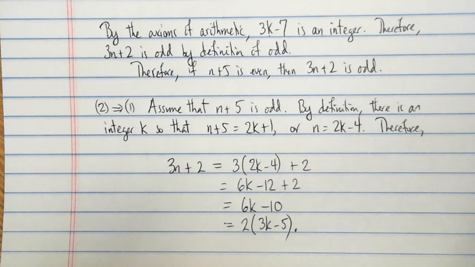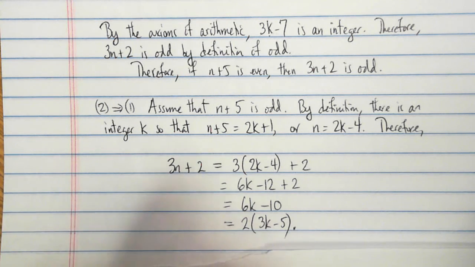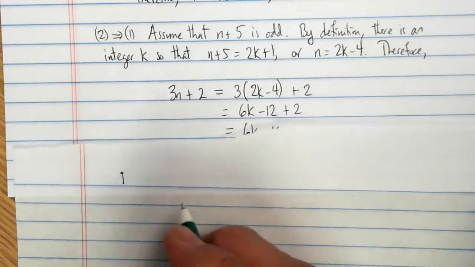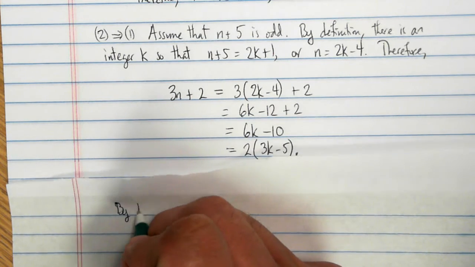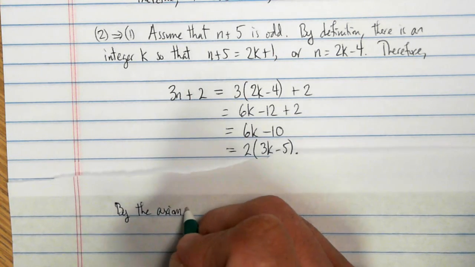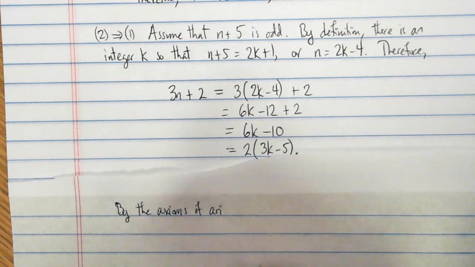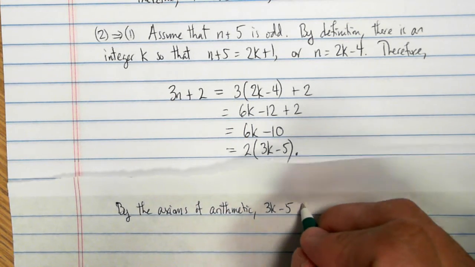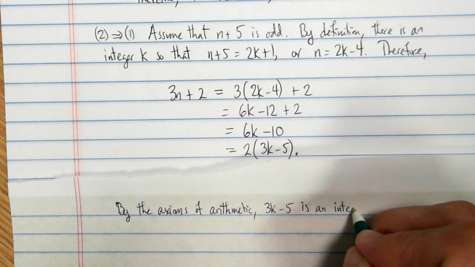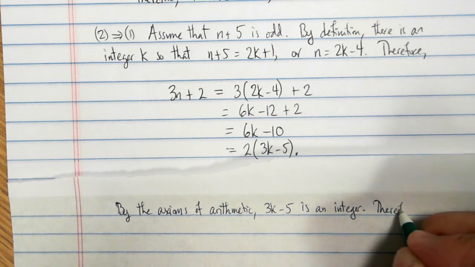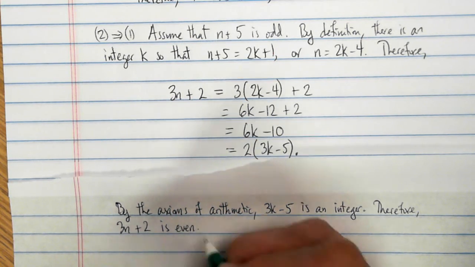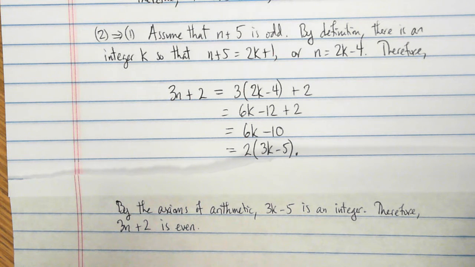Okay, so far so good. So now the thing inside of the parentheses is an integer. So by the axioms of arithmetic, 3k minus 5 is an integer. Therefore, 3n plus 2 is even. And so that's the proof that 2 implies 1.